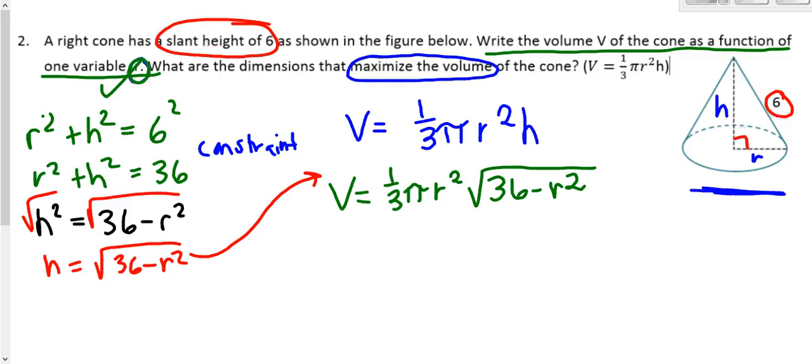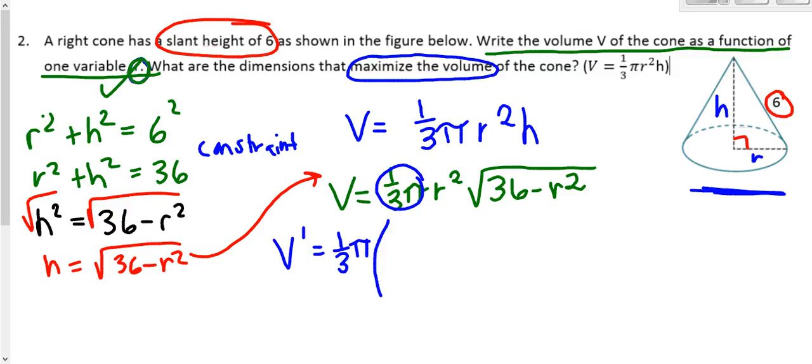Now the second question is, what are the dimensions that maximize the volume of the cone? Which means we have to take the derivative. So bear with me, this derivative will be long, but we'll get through it and we'll get a sensible answer. So to take the derivative, we have V prime equals, 1/3 and pi are just numbers, so I'm going to pull those out front and not worry about them for now because they're just going to be multiplied by my derivative.